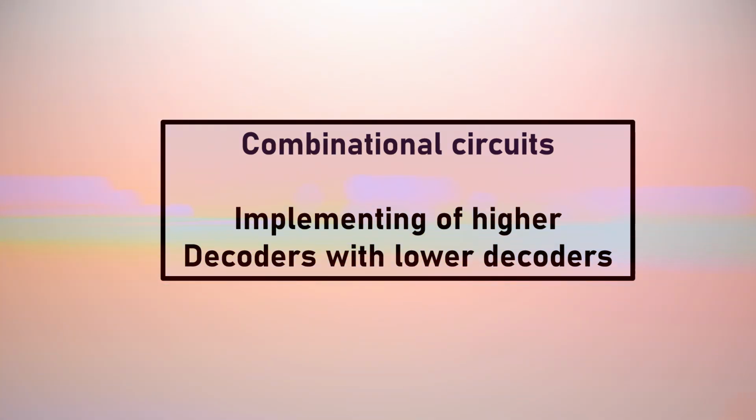In this video we are going to discuss the implementation of higher decoders with the lower decoders. So this is also a combinational circuit because this is the decoders. So let's get started.